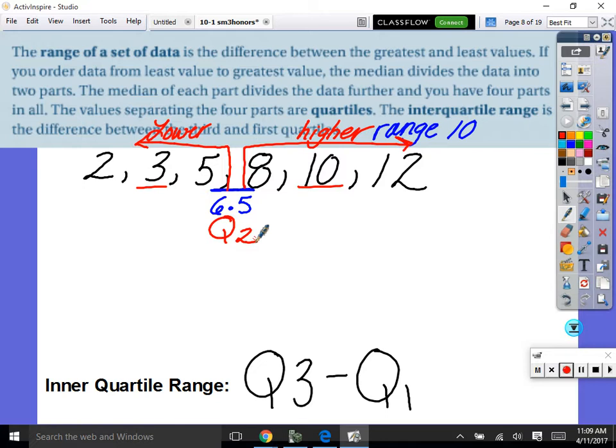Okay, so our quartile, this is what's called quartile 2, your median overall. Quartile 1 is the median of the lower half, and quartile 3 is the median, the middle of the upper half here. So if I said to you find the interquartile range, that means with these inner quartiles, what is the inner quartile ranging between? So you would take the largest minus the smallest. So you would do 10 minus 3, or Q3 minus Q1, quartile 3 minus quartile 1. So in this one, our interquartile range would be 10 minus 3, which is 7.